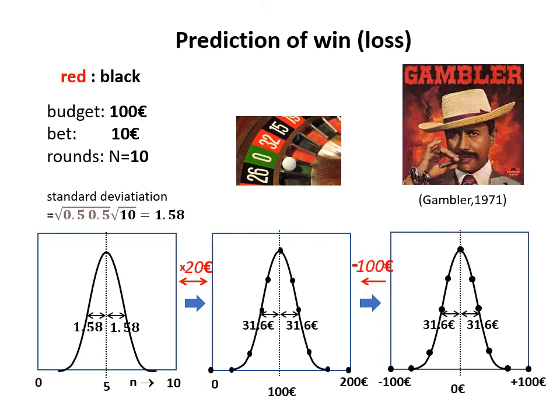Let's change the strategy. Let's divide our budget into 10 bets, each of 10 euros, and do the same calculations. Finally, you see that your spread of possibilities is much larger. At the end, you most probably will win or lose something like 30 euros. To my mind, it's more exciting than the previous strategy.